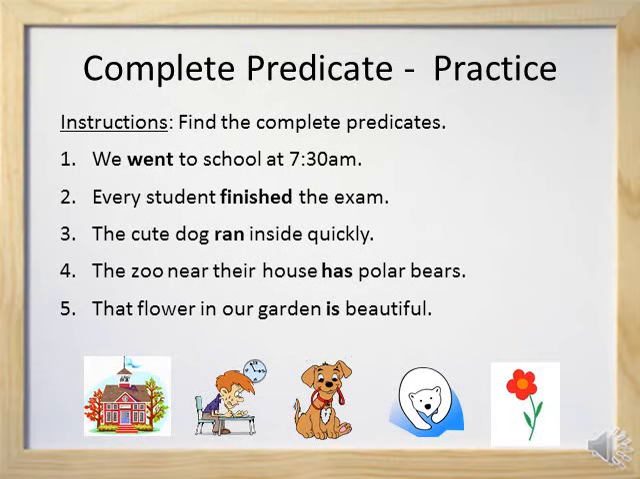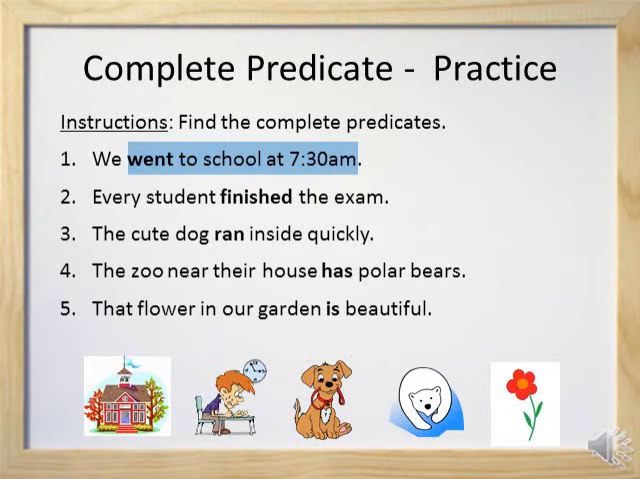Number 1. We went to school at 7:30 a.m. Before we identify the complete predicate, let's find the subject. The subject of this sentence is we. So to find the complete predicate, we need to ask, what action did the subject we do in this sentence? The answer is went to school at 7:30 a.m. That is the complete predicate. If you remember, the simple predicate is just one word from the predicate, which is the verb went.